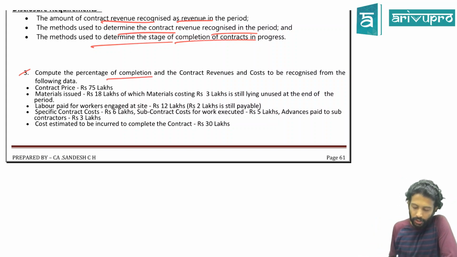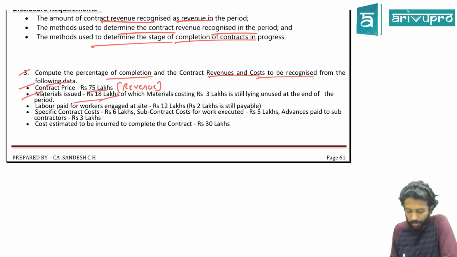Compute the percentage of completion and the contract revenue and the cost to be recognized from the following data. Contract price is 75 lakh. Contract price means, if you complete the contract, how much you're going to get. That's your revenue. I can't say it is income, I can call it revenue. Fine. Material issued is about how much?